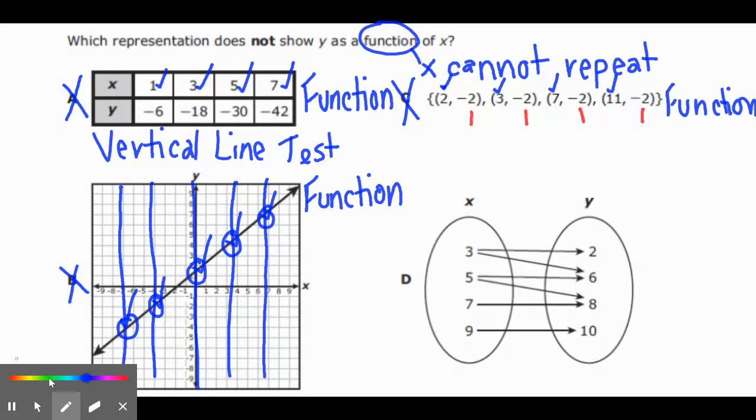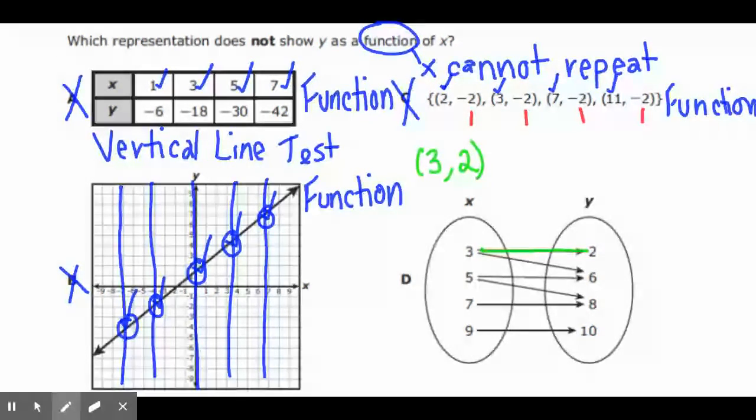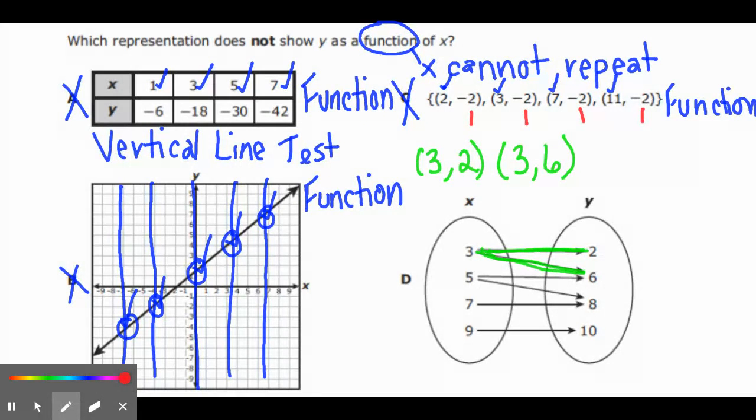My favorite way to annotate a mapping is to color code. I should only have one arrow of each color. I'm going to use a different color for each x value. Starting with 3, 3 goes to 2. But we can see that 3 also goes to 6. Because there are two green arrows, one going to the 2 and one going to the 6, this would not be a function. That x value does repeat.